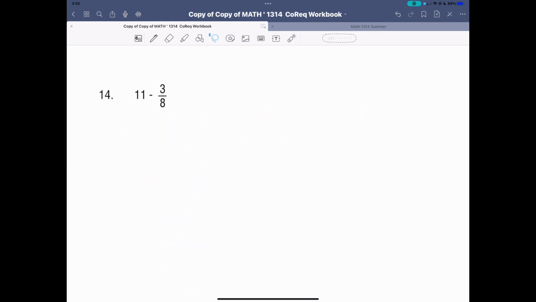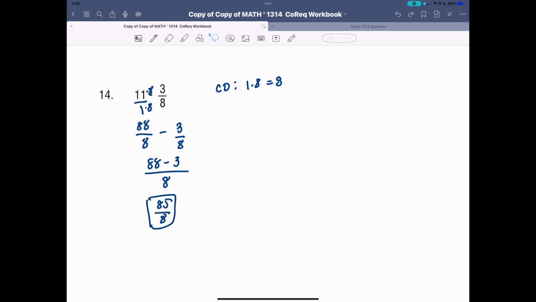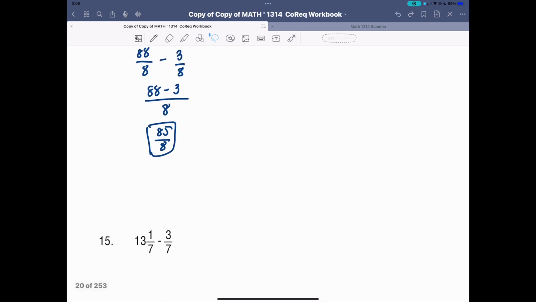This 11 has an imaginary 1 underneath it, so our common denominator is going to be 1 times 8. So we're going to multiply 11 over 1 times 8 over 8, and then the 3/8 stays the same because we already have the denominator of 8. So then I get 88 over 8 minus 3 over 8. When I simplify that, remember we're sharing the denominator. So it's going to be 88 minus 3 over 8, and that's going to give me 85 over 8.